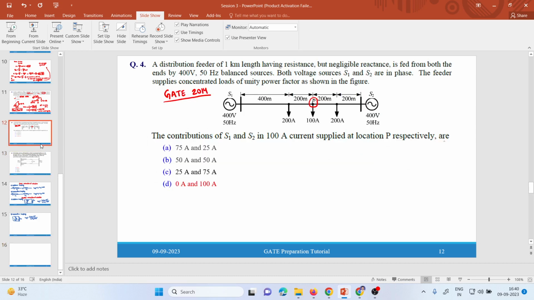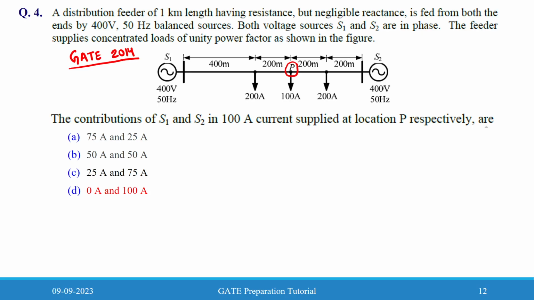Both sources feed the same voltage, 400 volts. So the difference of voltage is zero, sir. I didn't get your point. S1 voltage is 400 volts, S2 voltage is also 400 volts. So the potential difference is zero, sir, and current is zero. But at the nodes the potential difference is not zero. Not node P, sir. Our answer is 0 and 100 amperes, sir. First see the solution, then you can ask.